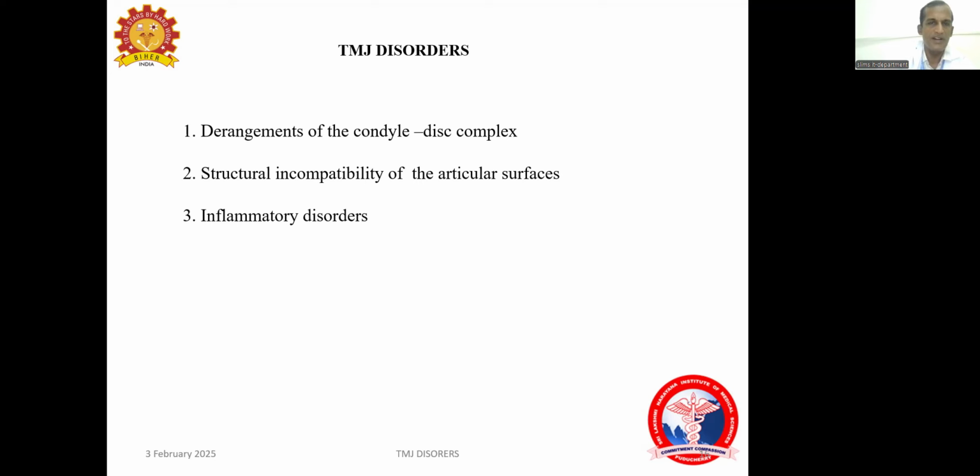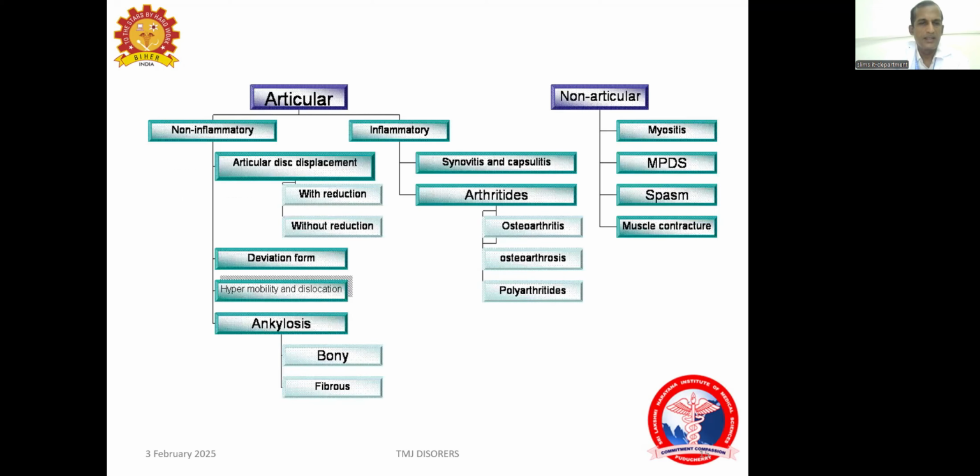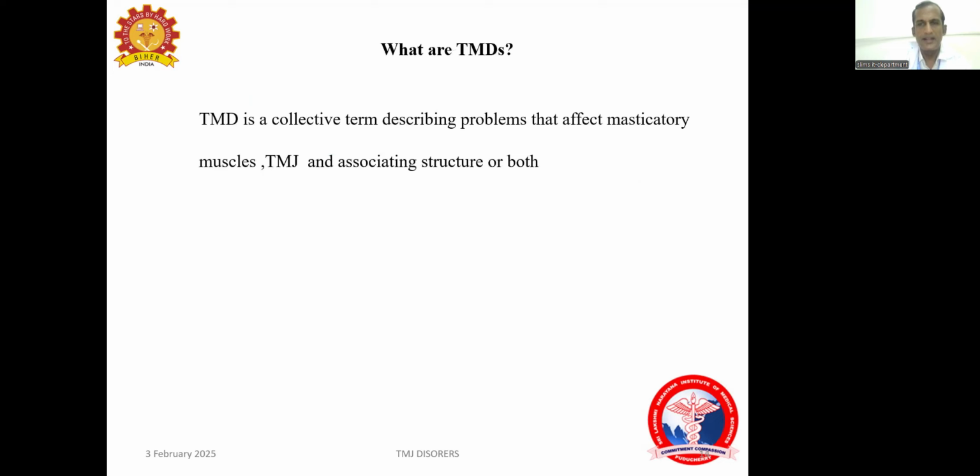Even a shoulder pain will mimic a temporomandibular disorder pain. And as we previously discussed, it is not a single problem. It is a collection of 30 conditions.